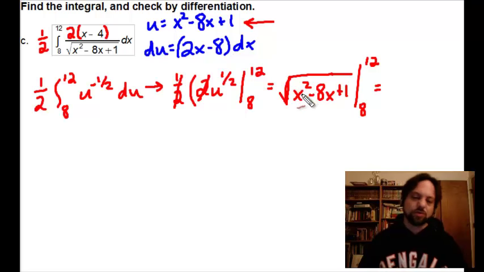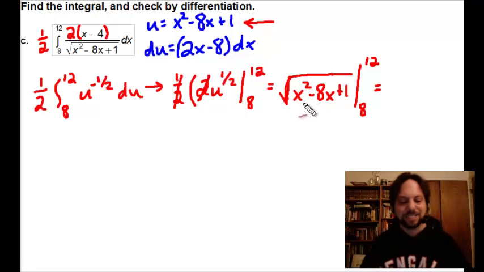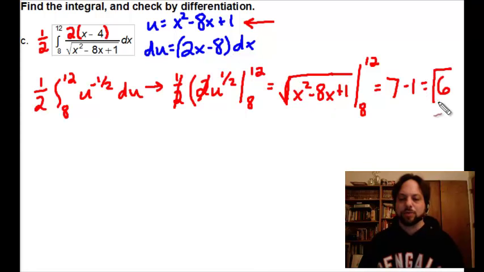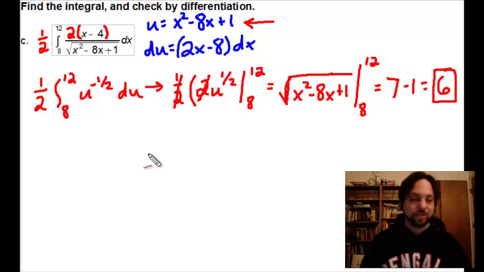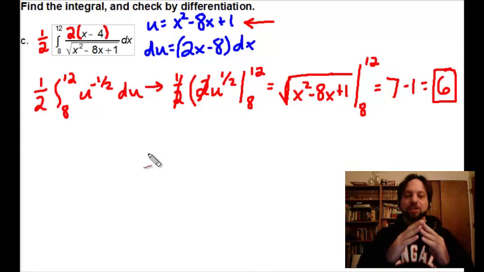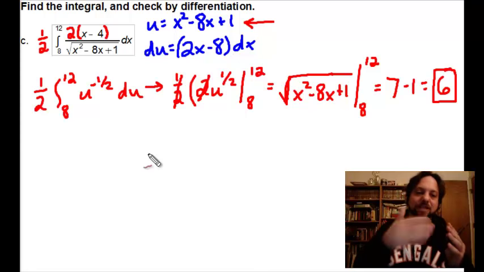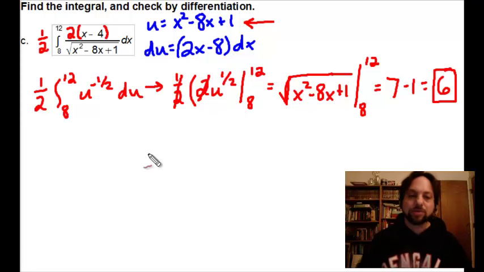If you run 12 through 144 minus 96 plus 1, that gives us 49. Square root of 49 is, of course, 7. And then run the 8 through 64 minus 64 plus 1. Square root of 1 is 1. And so it looks like we're going to end up with 6 as our final answer here. Now, hopefully that wasn't too difficult. It was simply turning everything into u, doing the integration, turning it back into x, and then substituting our lower and upper bounds as per the fundamental theorem of calculus.